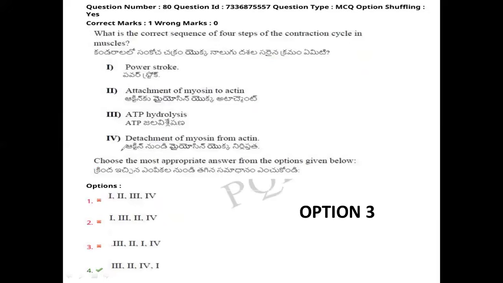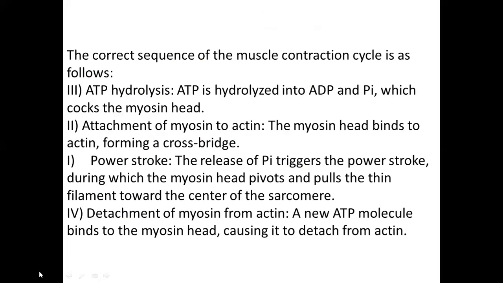Next. What is the correct sequence of 4 steps of the contraction cycle in the muscle? So there is a muscle contraction mechanism. In that, this is the correct option. I'm just writing it down. So first, what? Energy is needed. So ATP will be hydrolyzed. After ATP is hydrolyzed, myosin will bind to the actin. After binding, movement will occur, that is, the power stroke will occur. Then detachment of myosin from the actin will occur, and myosin will again carry new ATP and the cycle will continue. So option 3 is correct. So this is the process.